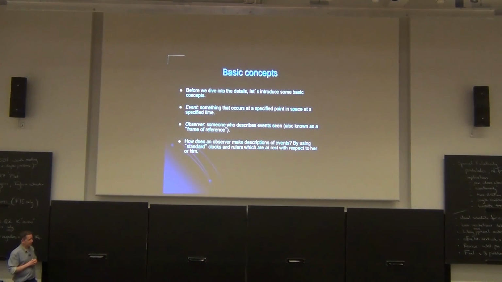All right, so I've already used this word event. There are a few pieces of jargon, relatively simple words, so hopefully not too bad, that appear throughout special relativity. So an event, not a very profound definition here, but maybe good to be precise, is simply something that occurs at a specified point in space at a specified time. So when we're talking about an event, that's what we're talking about.